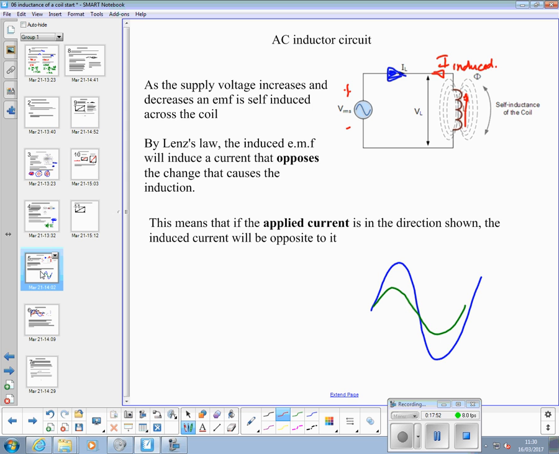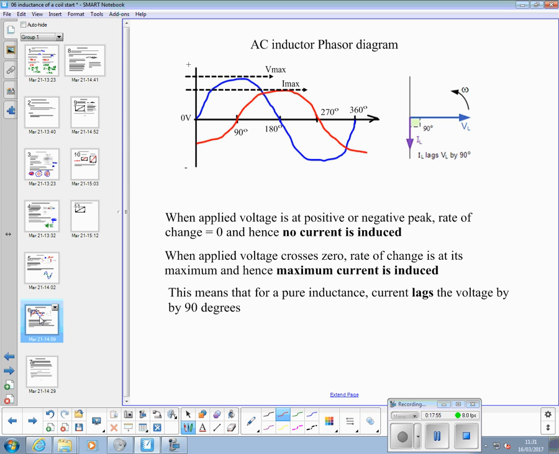What that means, going on to the next slide, is if we had a pure inductor, a coil of wire that had no resistance but just inductance, can't get that practically because even a bit of wire's got some resistance. But if we did, what we'd get is a current and a voltage that were 90 degrees out of phase with each other. That's what I've tried to draw in that little diagram up the top there. The blue line is the applied voltage. Okay?